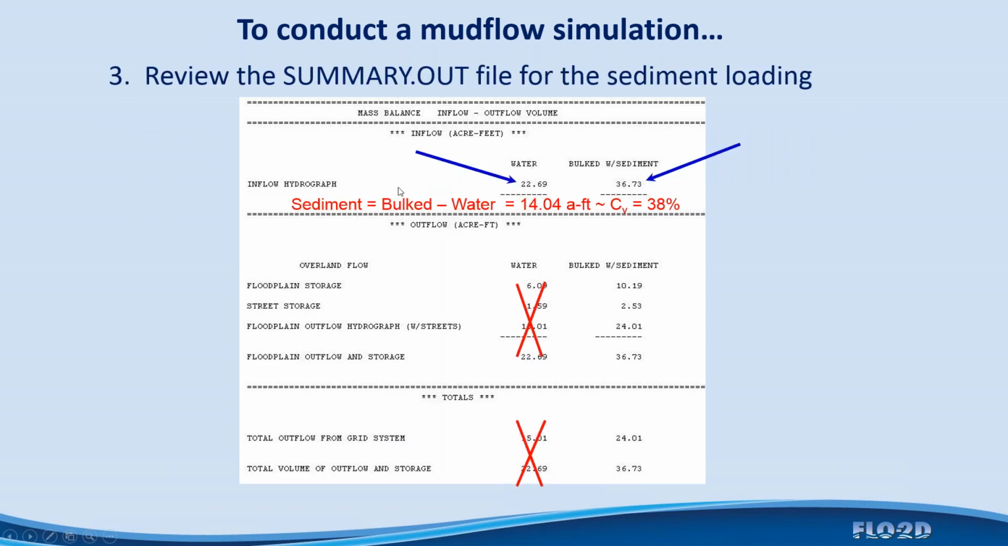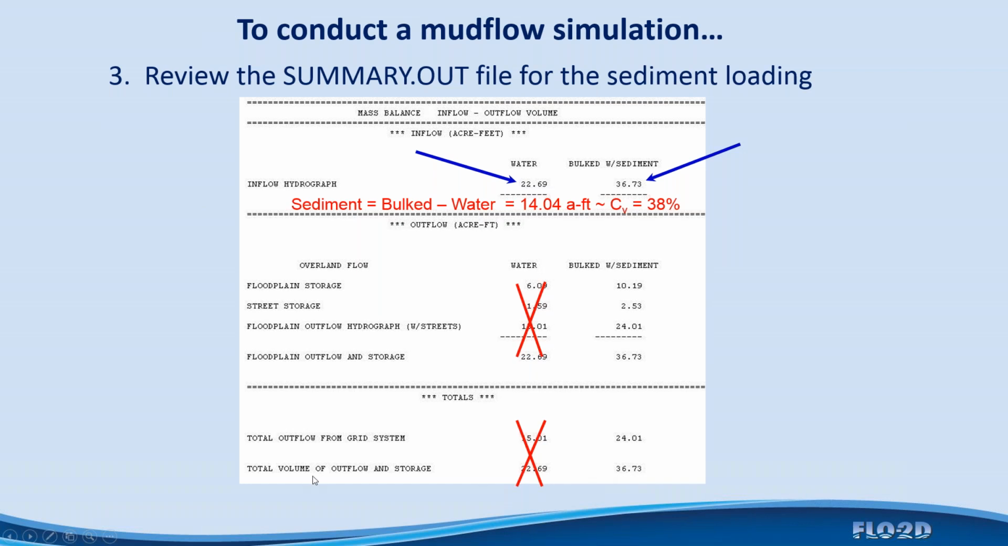And the way that we're going to do this is we're going to go to the summary.out file, where the water and the bulked with sediment is reported. Now above this, it shows the time step, the output interval, volume conservation columns up here, and then this is the end of the summary.out file, and this shows the ultimate disposition of the water and the sediment. And these are not important. You don't have to consider this. Just the bulked with sediment is all that's really important here.